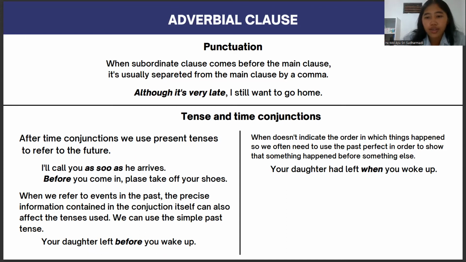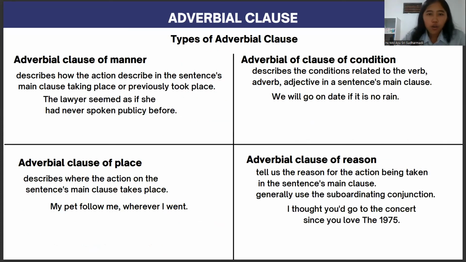And when doesn't indicate the order in which things happened, so we often need to use the past perfect in order to show that something happened before something else. For example, your daughter had left when you woke up.